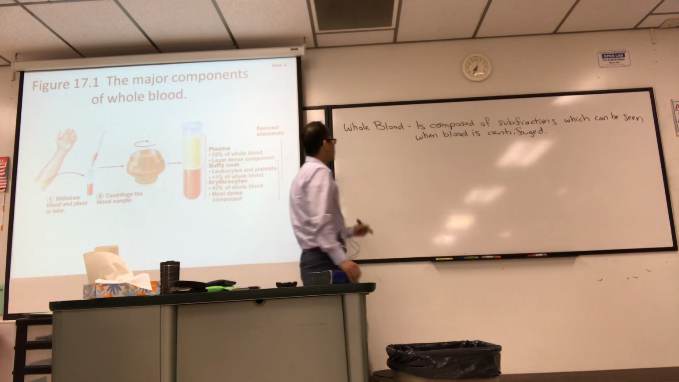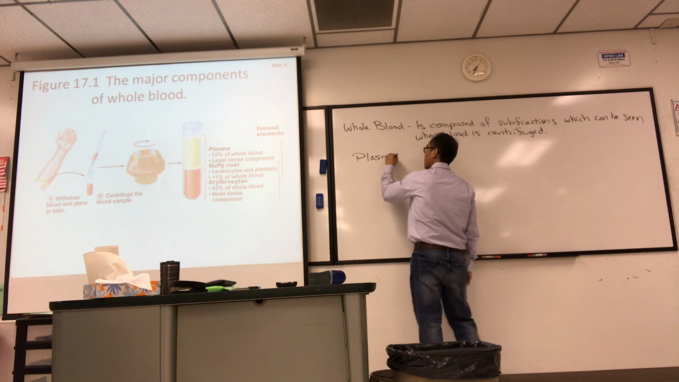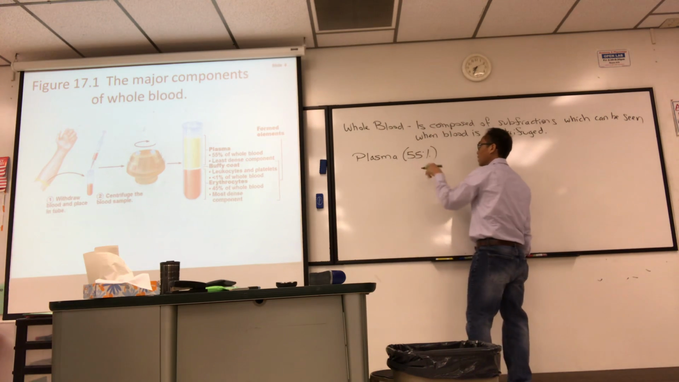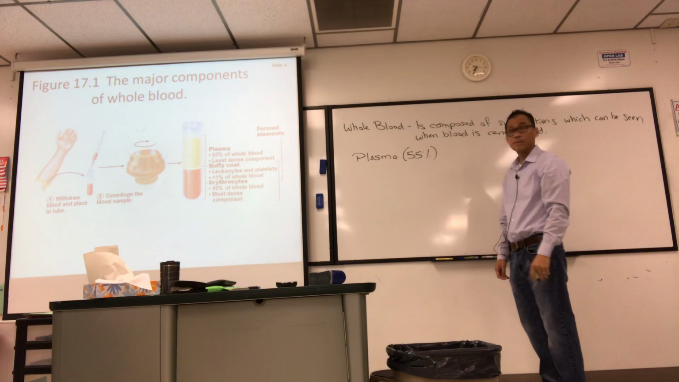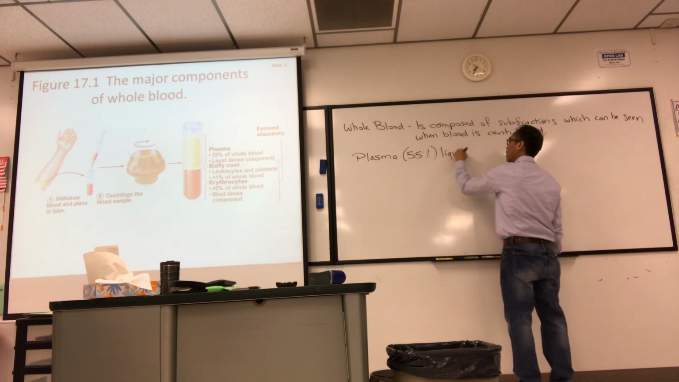plasma, the straw-colored plasma. I'll just kind of go with the textbook numbers here. It's a little more than half of blood, 55%. And this is the liquid part of blood, okay? Mostly water.